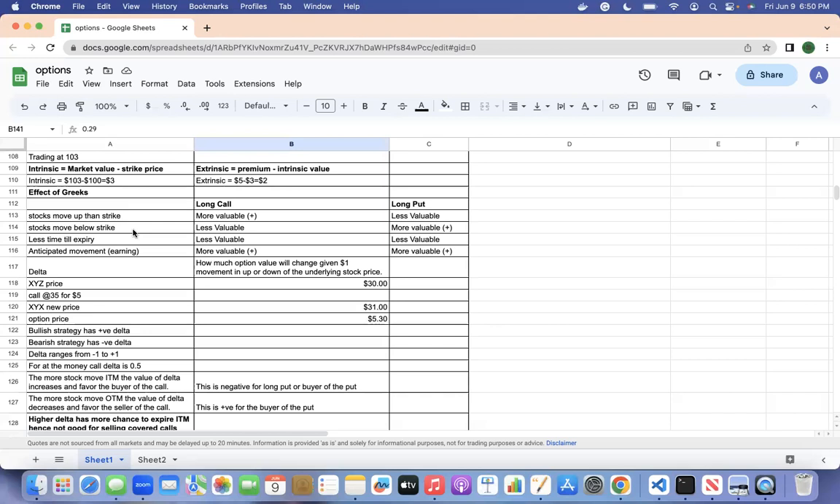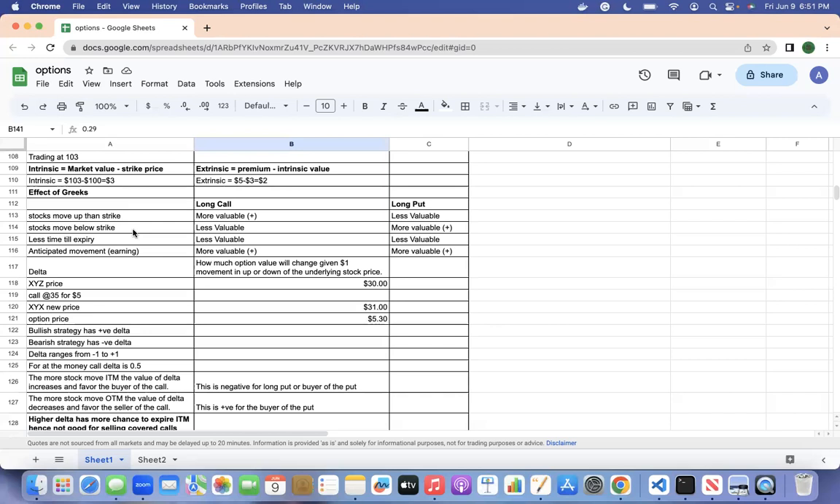Maybe it's $5 now, it's $5.10. So basically for a $1 change, that's what the change is. In this case, 10% is the delta value, right? So positive 0.1 will be the delta value. So why are we talking about delta value?